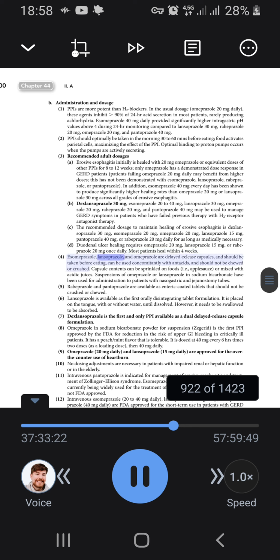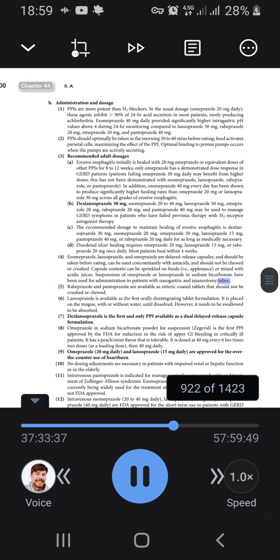Esomeprazole, lansoprazole, and omeprazole are delayed-release capsules and should be taken before eating, can be used concomitantly with antacids, and should not be chewed or crushed. Capsule contents can be sprinkled on foods, that is, applesauce, or mixed with acidic juices. Suspensions of omeprazole or lansoprazole and sodium bicarbonate have been used for administration to patients with nasogastric and jejunostomy tubes.